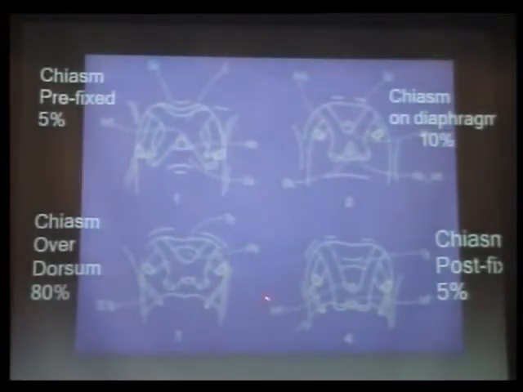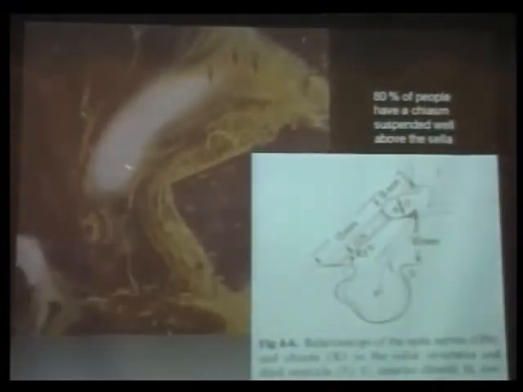And this is a great slide from Walsh and Hoyt, and this talks about the 80% of patients that have the chiasm over the sella. And if we go back one more time, there are patients, though, that have a chiasm that sits right on the diaphragma sella, and that's about 10%. And 5% have a chiasm that sits in front, and 5% a chiasm that sits in back.